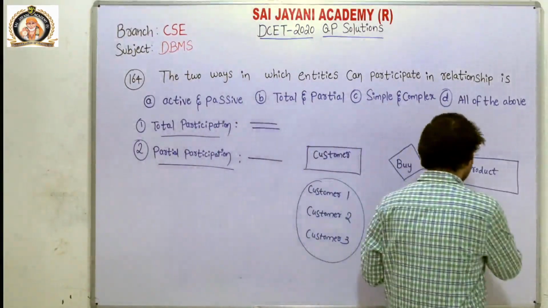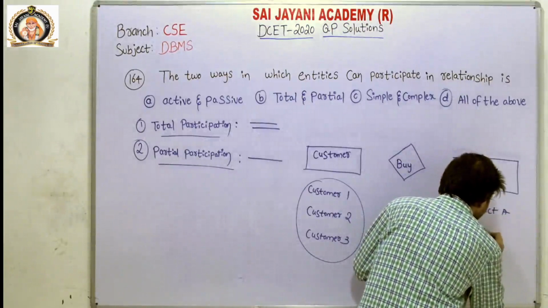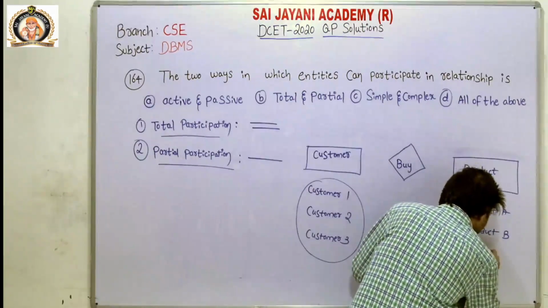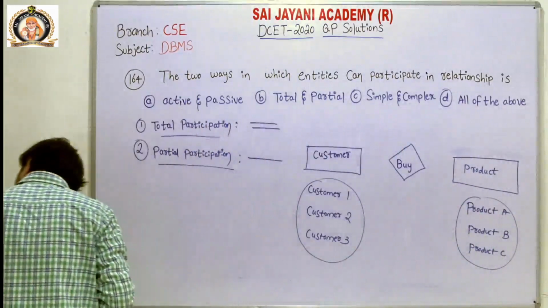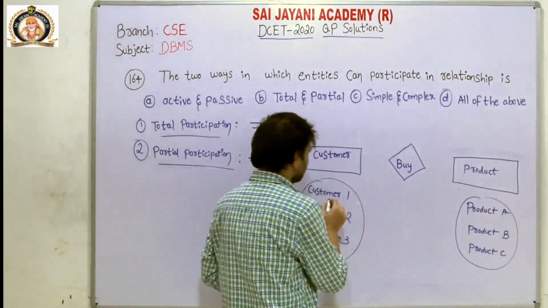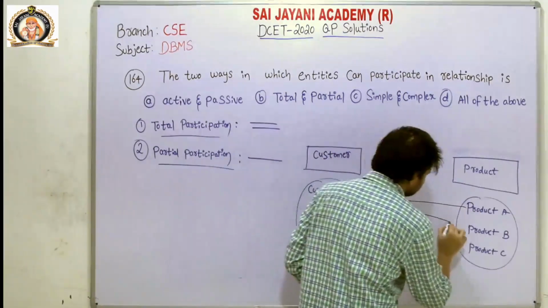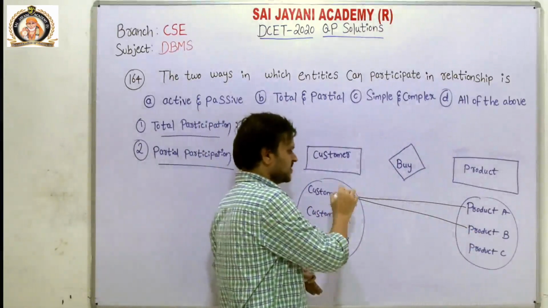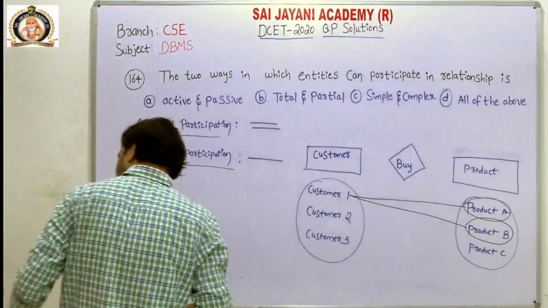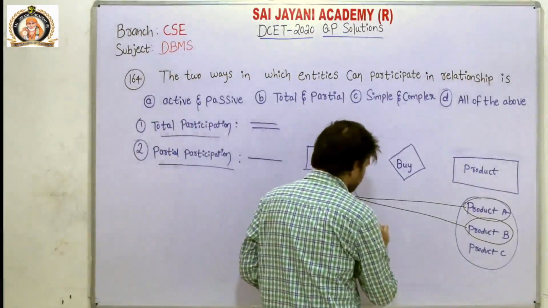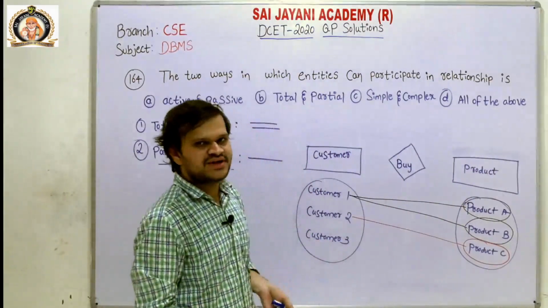We are having three customers in customer entity. Similarly, in product entity we are having three products, that is product A, product B and product C. Here the customer 1 buys product A as well as product B. Similarly, the customer 2 buys single product, that is product C, but the customer 3 is not buying any product.